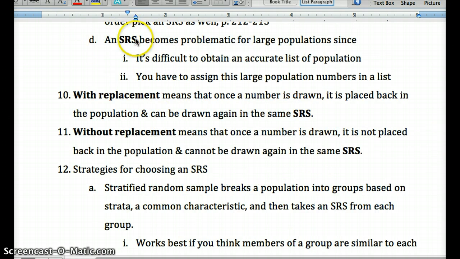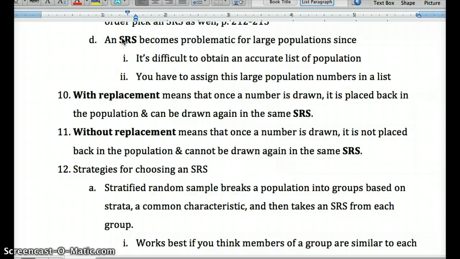So problems we run into with an SRS is because with large populations, it'd be hard to obtain an accurate list of the entire population. You'd have to assign this large population numbers in a list and then generate numbers to pick from. For example, I'll be asking Ms. Nerney for the list of all students at Sacred Heart so that you can conduct your survey or your study. Perhaps I'll just ask for a list of juniors and seniors, since most of you guys are juniors and seniors, and that's the population we'll most likely be investigating.